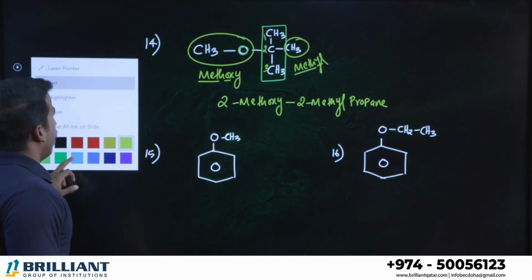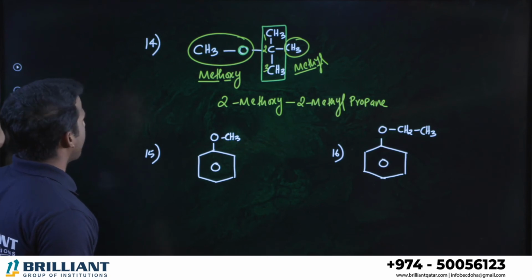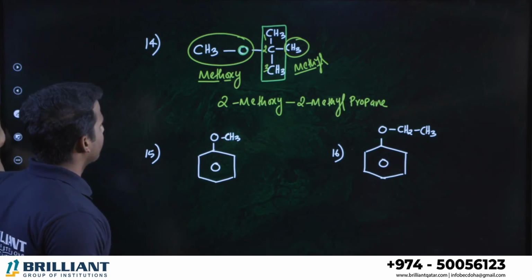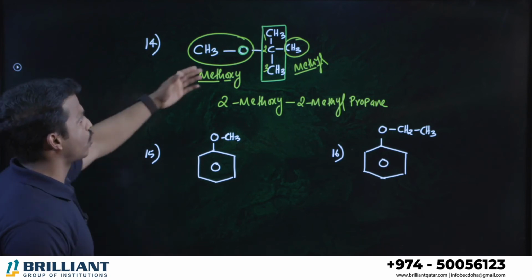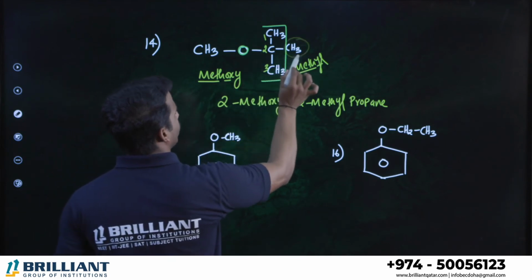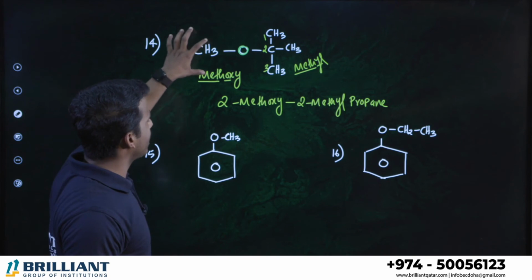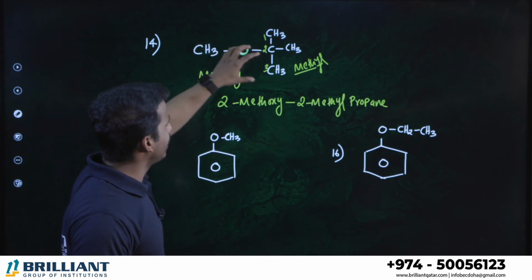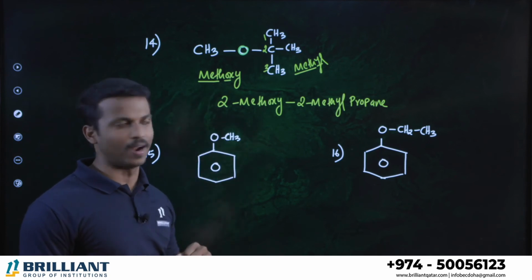Now, what is the common name of this compound here? All of you, do you remember? Let me just remove all these things. This is the oxygen atom. Left side is a methyl group. Right side, do you remember what is the name of this branch? We discussed it in the alkane part.